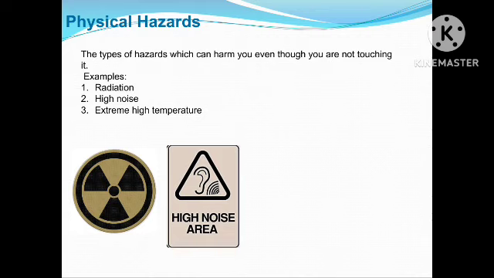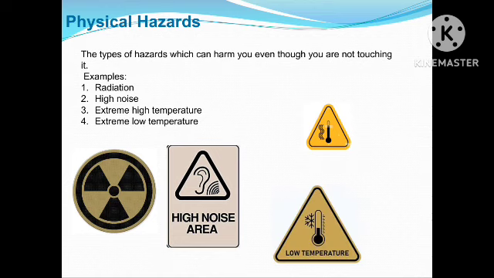You see extremely high temperature and extremely low temperature. This is also physical hazard. Extremely high temperature signal is this one, and extremely low temperature, you see the sign is like this. And other physical hazards are like sunlight, because there are infrared or UV rays coming from the sunlight which can harm you. And these are the categories of physical hazards basically.